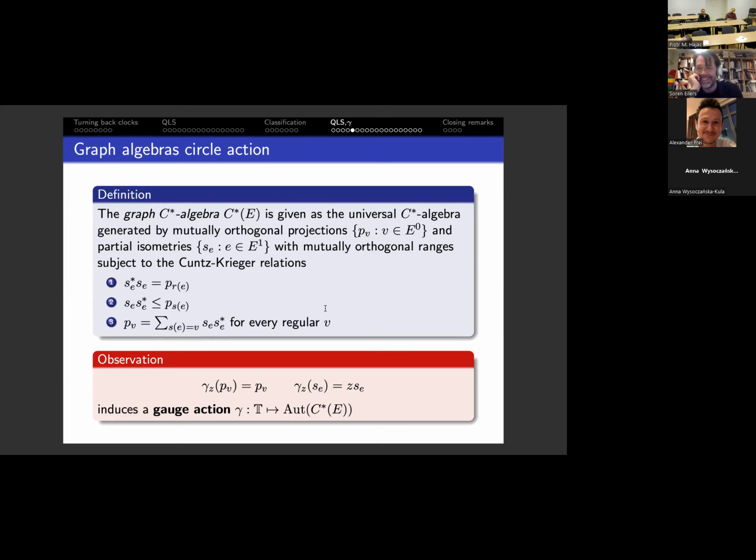I take the gauge action, I take the fixed points. Okay, that's what I will get. I will get the C-star algebra of the minimal unitization of the natural numbers, the commutative one. Sorry, I said minimization. Alexander, one-point unitization. Yeah, no, multiplication, right?